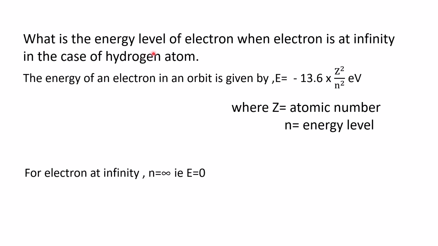What is the energy level of electron when it is at infinity? When electron is at infinity, we can substitute N is equal to infinity. On substituting N is equal to infinity in this equation, we get E is equal to 0. That is, energy of electron is 0 when it is at infinity.